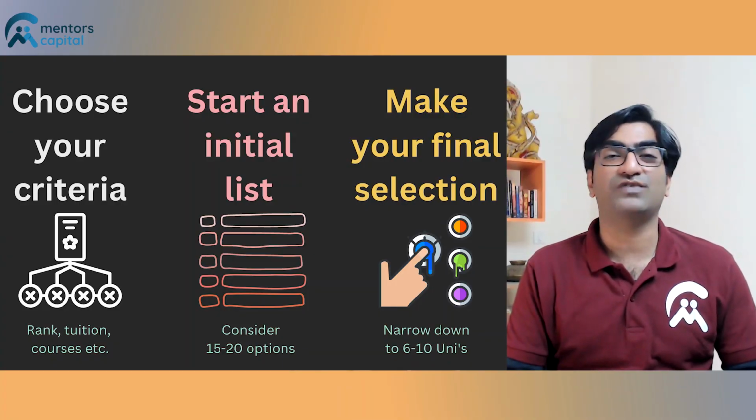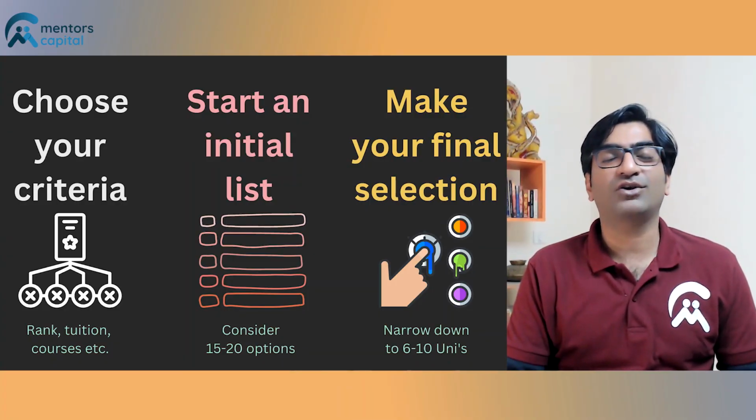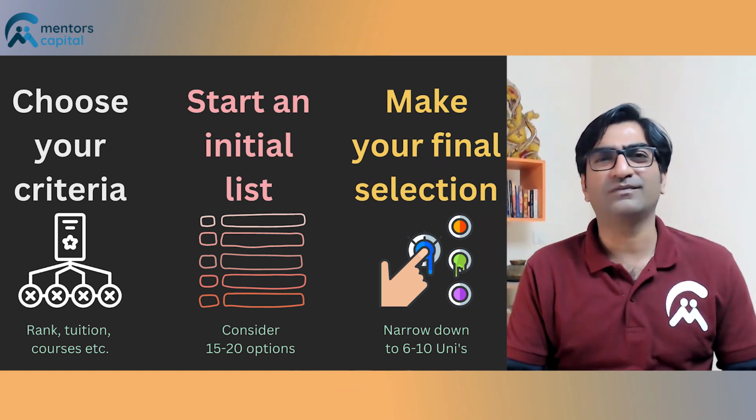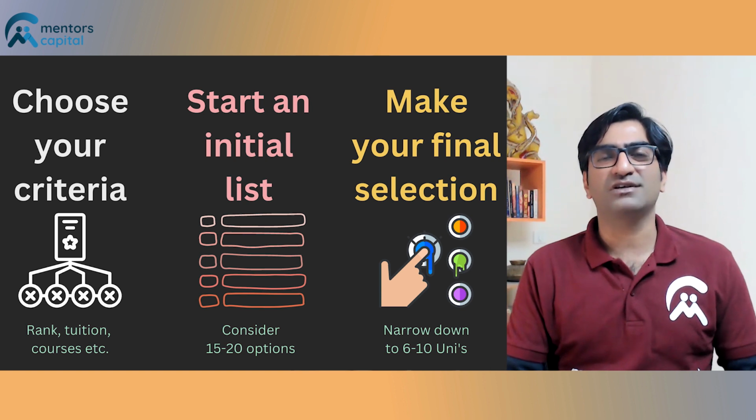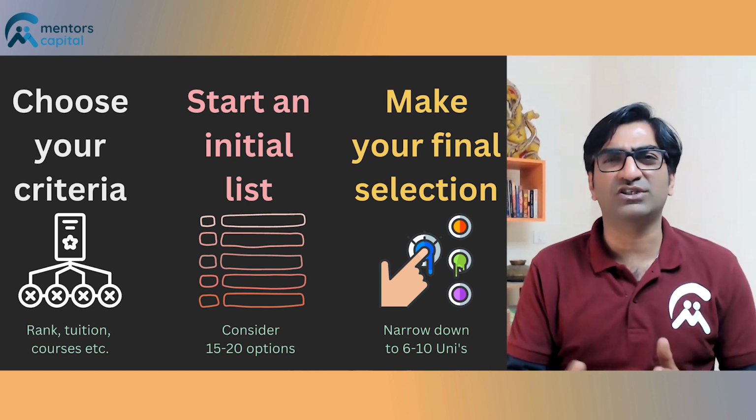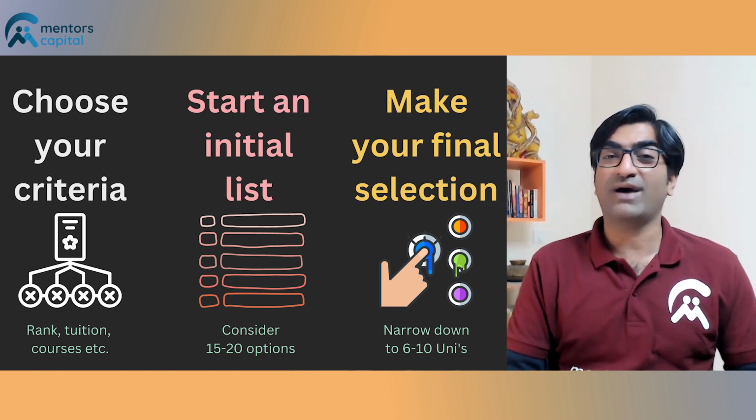Once you have a list of criteria, use the available rankings, right? usnews.com or QS World rankings, and also recommendations from friends and relatives and your school counselors, and put them into this long list of universities. Now at this stage, it's always smart to begin with a bigger list. So I'd say anywhere between 15 to 20 universities is a good idea, right?